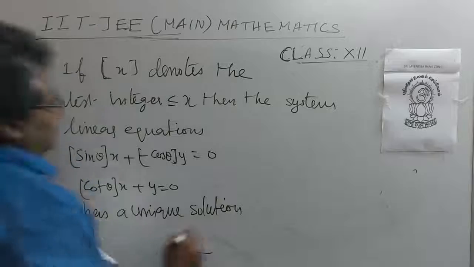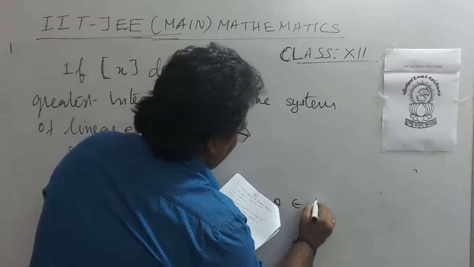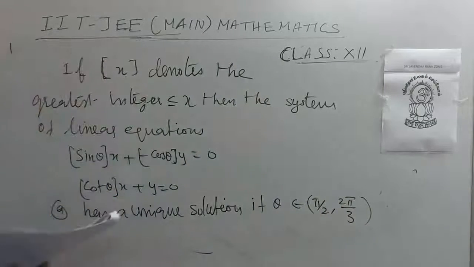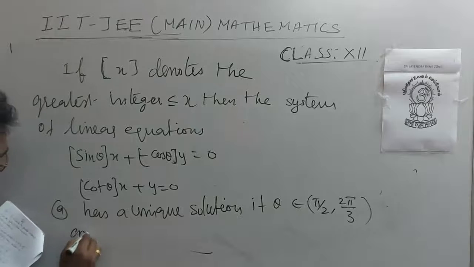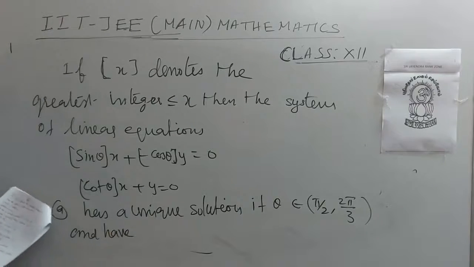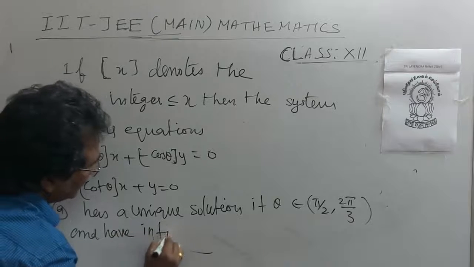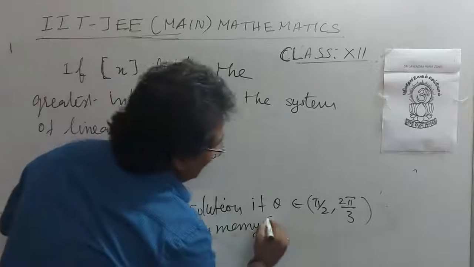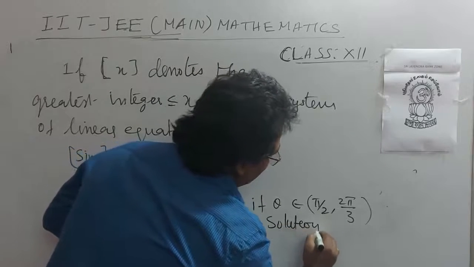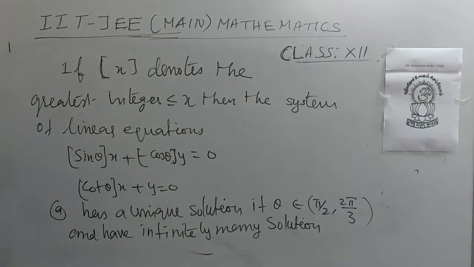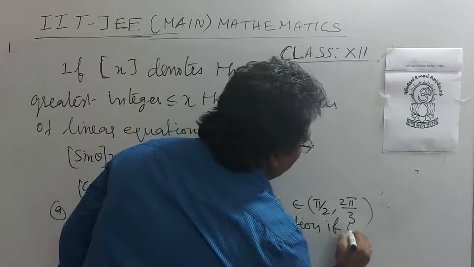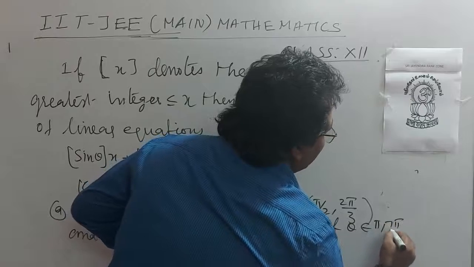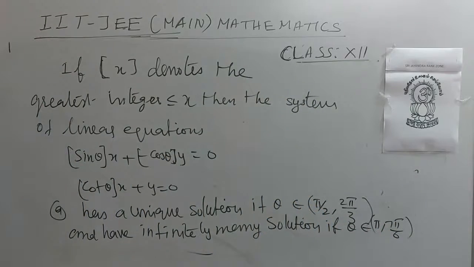Option A: has a unique solution if theta belongs to pi by 2 comma 2 pi by 3, and has infinitely many solutions if theta belongs to pi comma 7 pi by 6.